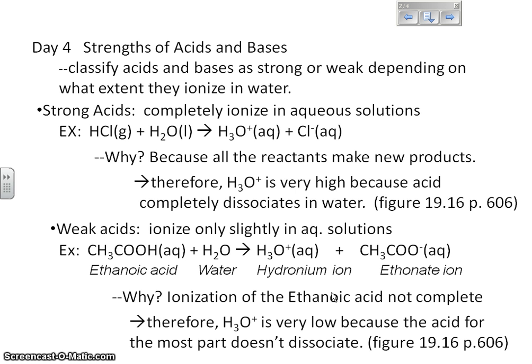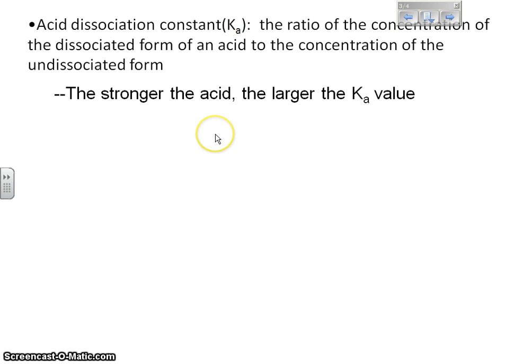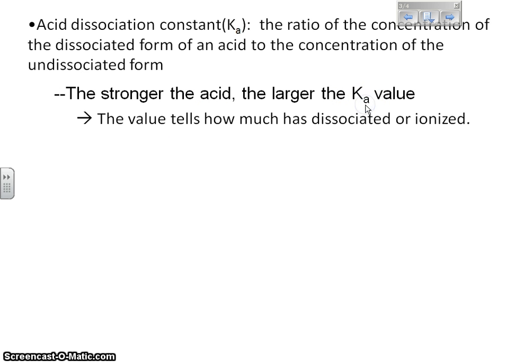And you'll see that on page 606 with figure 19.16. All right, and so mathematically we can compare this and we can quantify this. We're not going to get into the math of this, but it's something that we need to be aware of. It is the ratio of the concentration of the dissociated form of an acid compared to the concentration of the undissociated form. The stronger the acid, the larger the Ka value. All right? The value will tell you how much has dissociated or ionized.